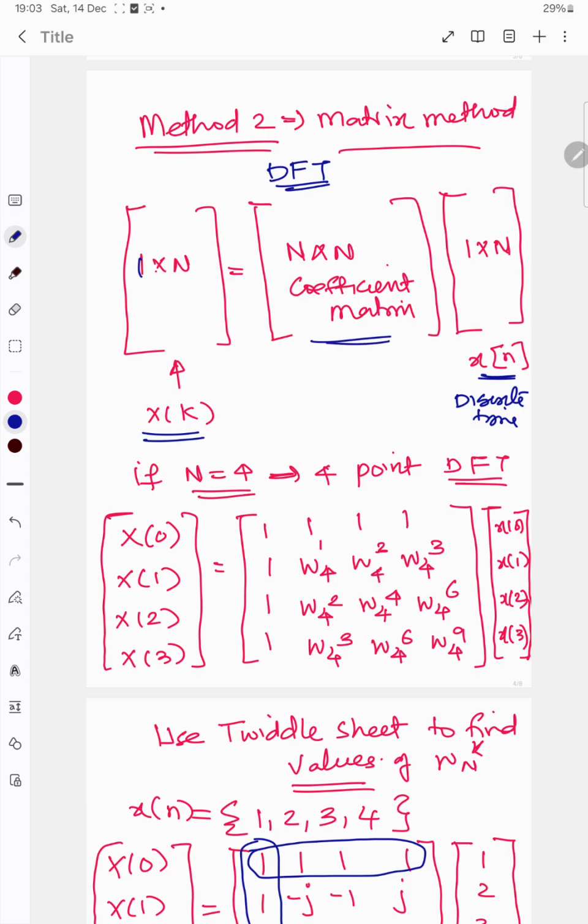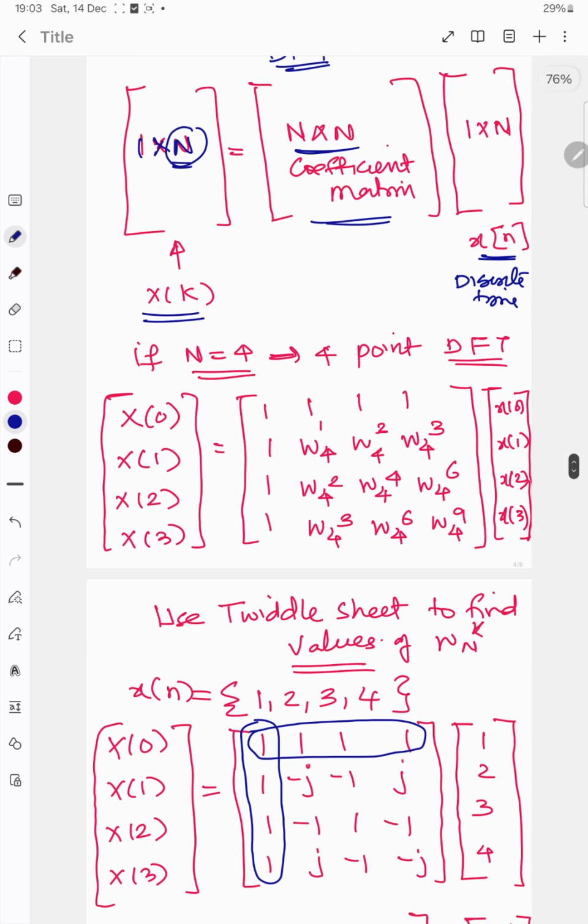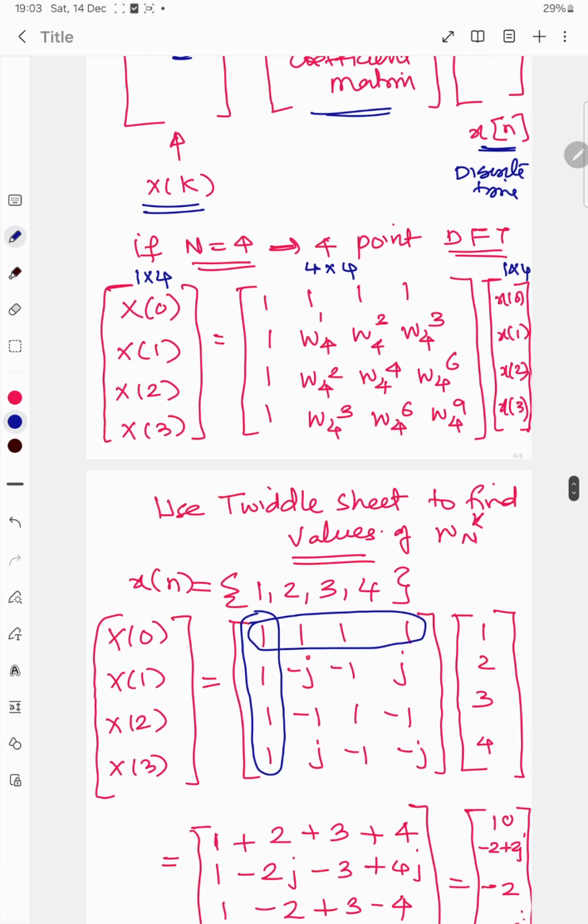So if the size of the input matrix is 1 by n, normally this must be a column vector, one column and n rows. Therefore the size of the coefficient matrix is n by n. For example, if n is equal to 4, then this must be a 4 by 4 matrix. This must be 1 times 4, and this is also 1 times 4. This is the basic rule.